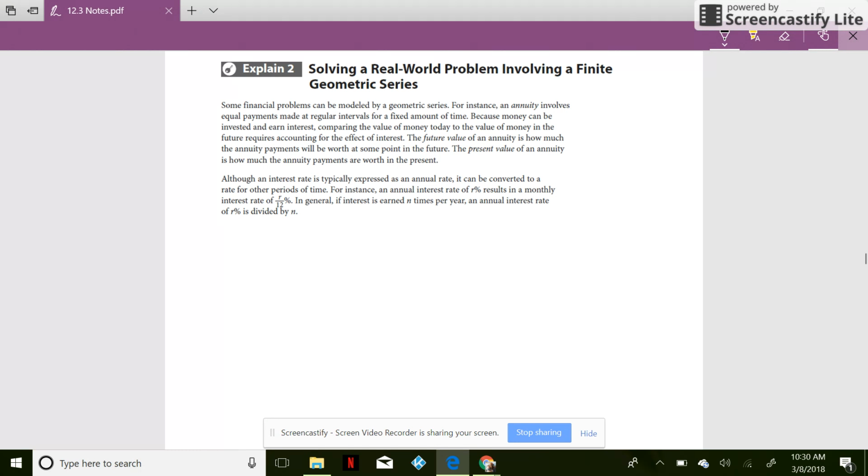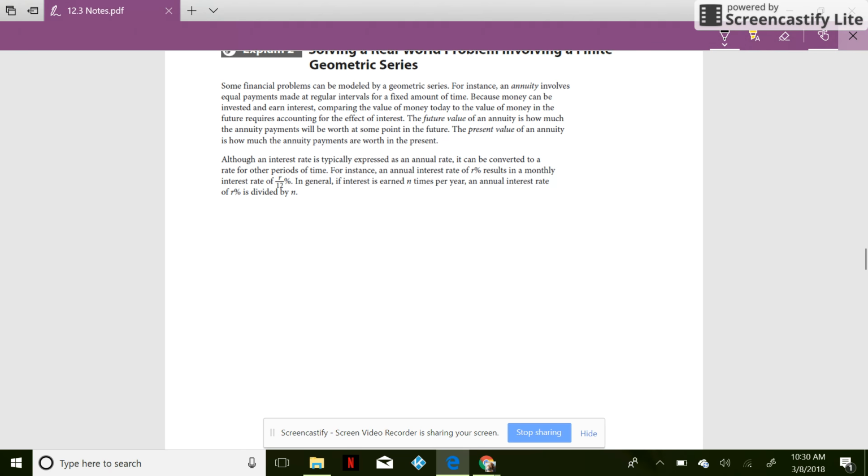So we can do some modeling with these. Some financial problems specifically can be modeled by a geometric series. For instance, an annuity involves equal payments made at regular intervals for a fixed amount of time. Because money can be invested and earn interest, comparing the value of money today to the value of money in the future requires accounting for the effect of interest. The future value of an annuity is how much the annuity payments will be worth at some point in the future, whereas the present value of an annuity is how much the annuity payments are worth in the present.